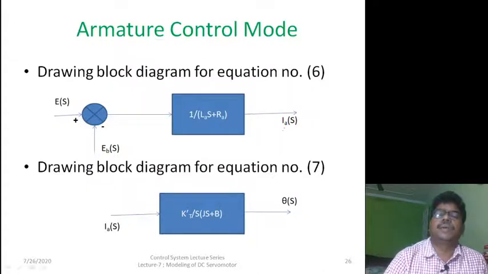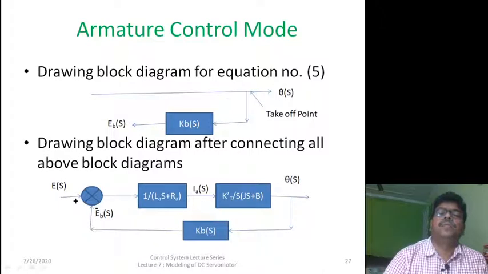This is the armature current flowing in the armature winding, and it is responsible for the development of torque, since the field current is kept constant, so the flux is constant. So basically the torque is governed by the armature current. This can be represented as I_a(s) within the block diagram, K_t' upon s (J s plus B). So theta(s) is the angular displacement.